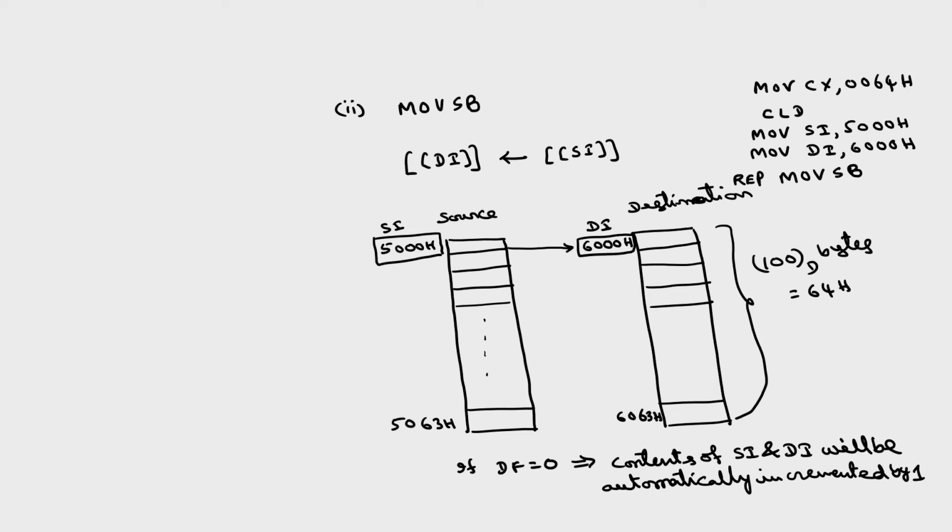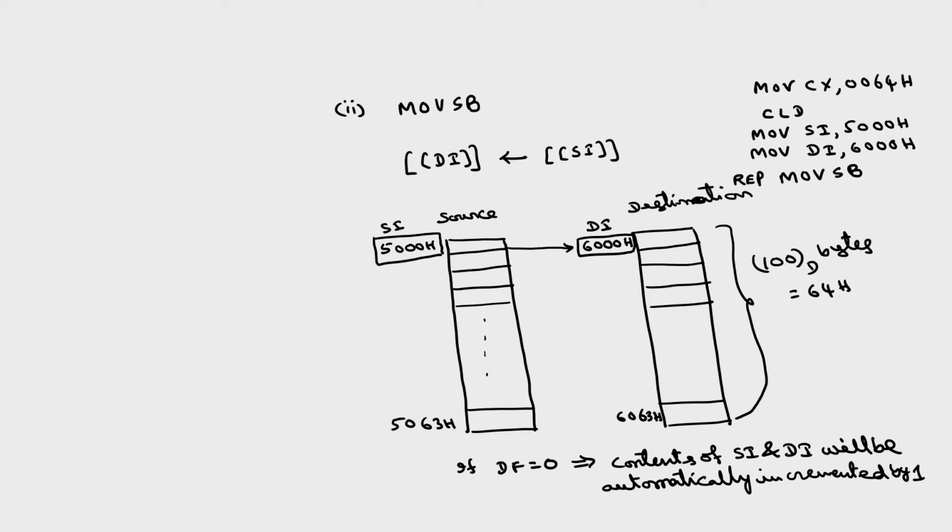So the requirements are: we have to take the number of bytes to be transferred into the CX register, then clear the direction flag if you want to transfer the bytes from bottom to top. This is the lower address, this is the higher address. Similarly, we have to load SI with the starting address of the source and DI with the starting address of the destination. Then we write move string byte, and we have to write REP. Repeat is the prefix we use to perform the repeated operation. This is how a string of data can be moved from one location to another location.